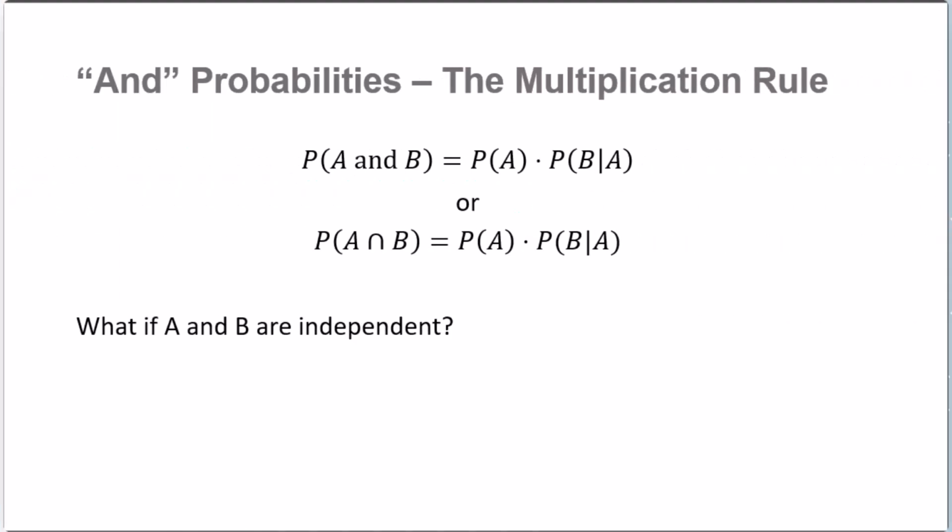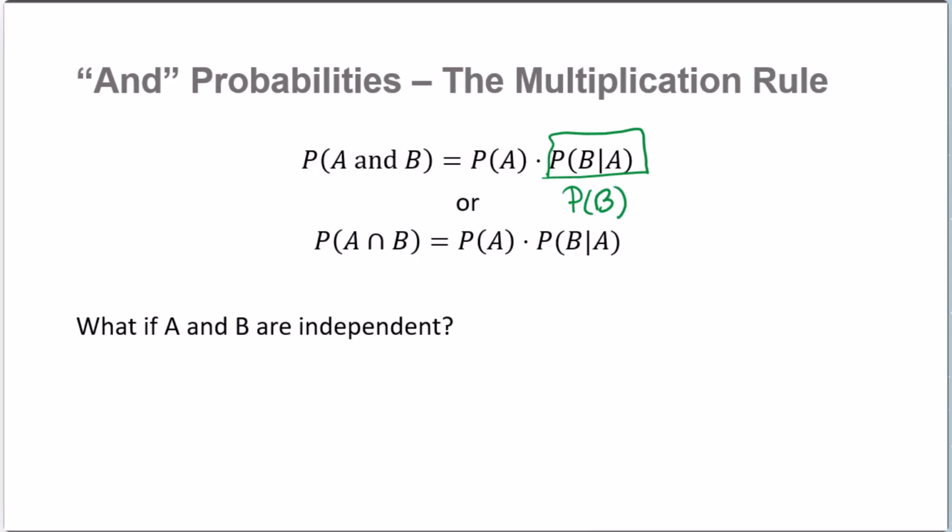So in the video about independent events, I mentioned that independence is important when we talk about using the multiplication rule. So if A and B are independent, then this second probability here, probability of B given A, if these are independent events, then the given A portion doesn't really matter. Probability of B given A is exactly the same as just the probability of B.